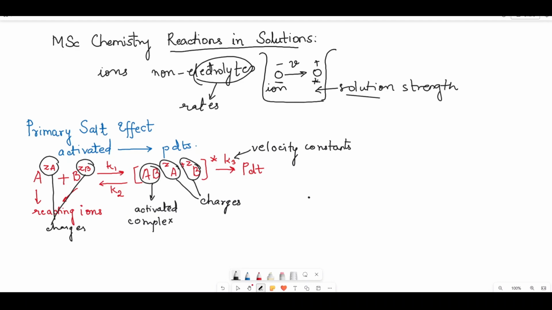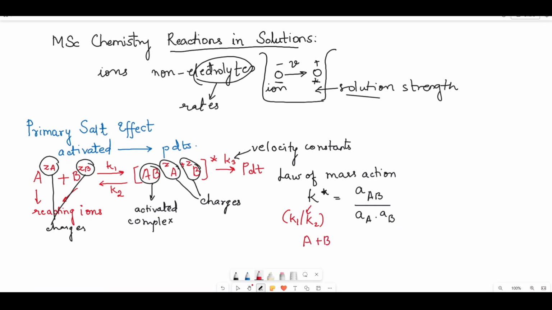Now, according to law of mass action, the equilibrium constant is given by K star is equal to a of AB divided by a of A dot a of B, where K star, or you can say K1 by K2, is the equilibrium constant for the process A plus B going to AB.